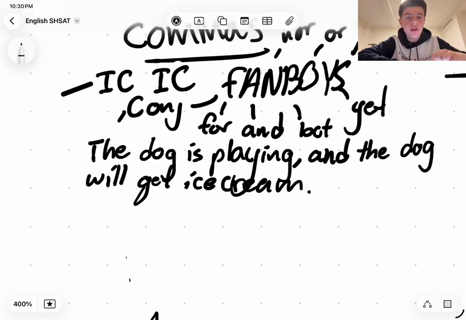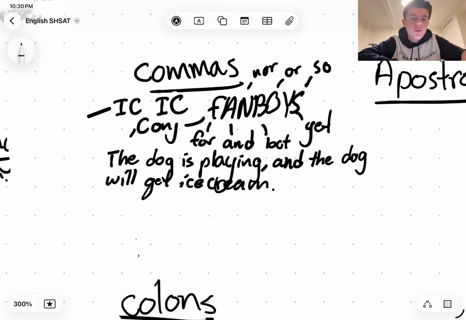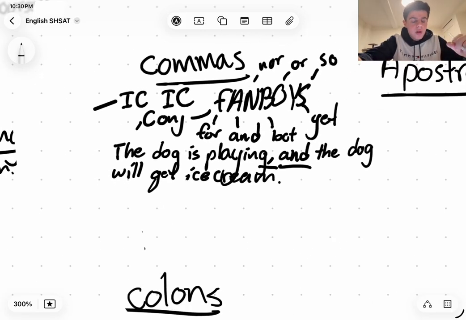Right? That is another perfectly viable way to combine two independent clauses: the dog is playing, comma, and that's our conjunction, the dog will get ice cream. We are combining two independent clauses in a longer way. So what else can we use commas for?